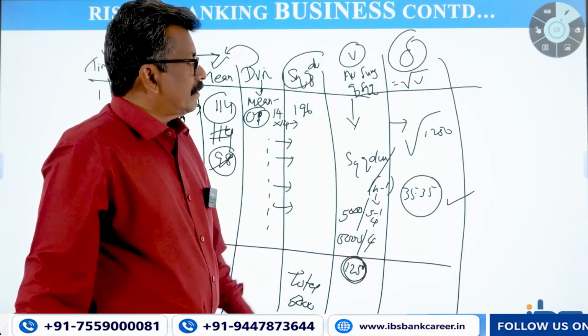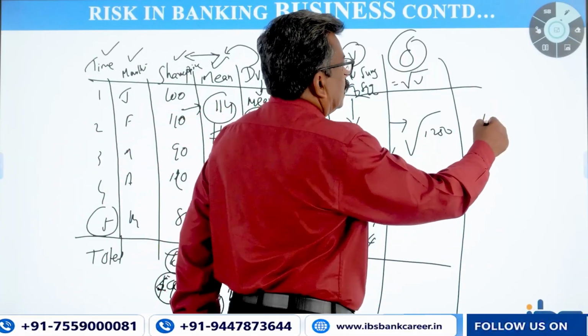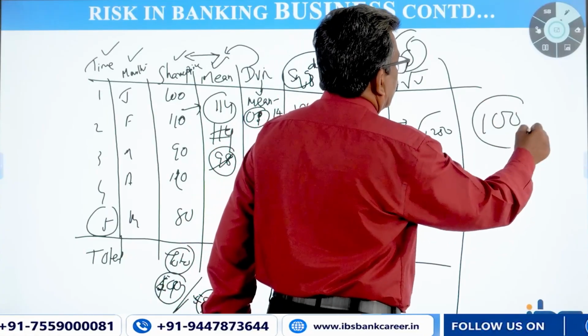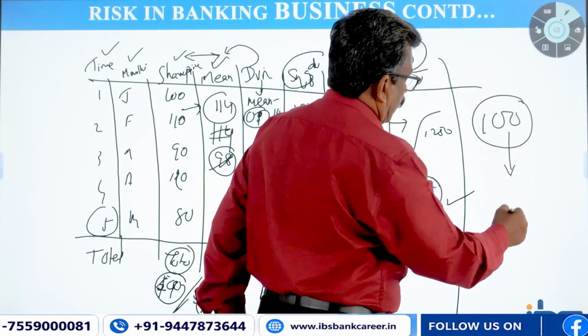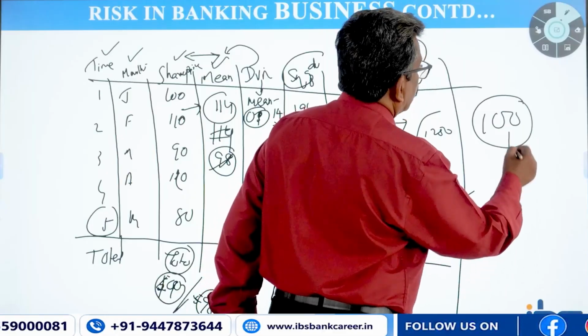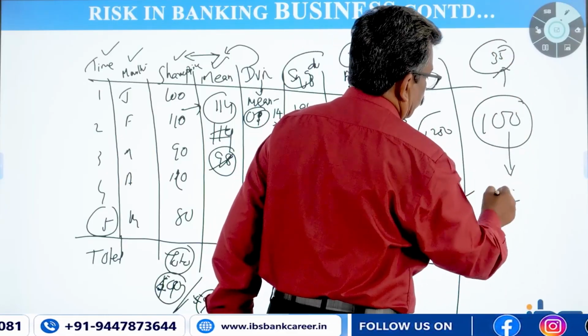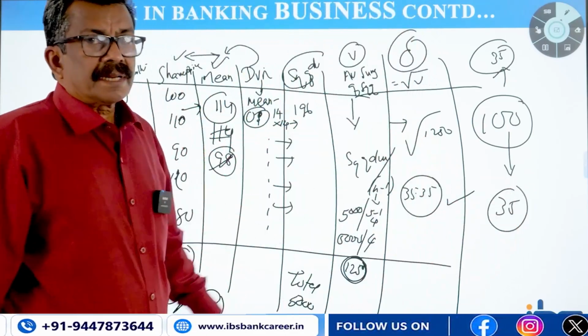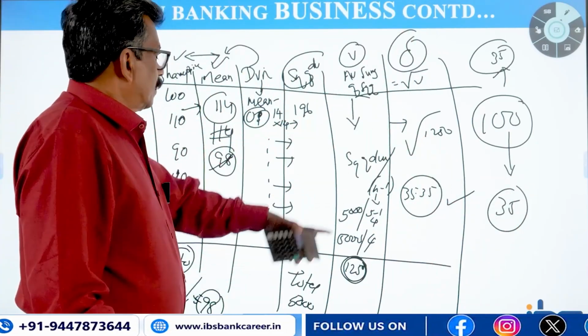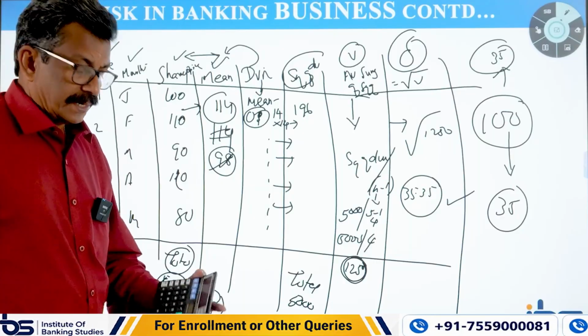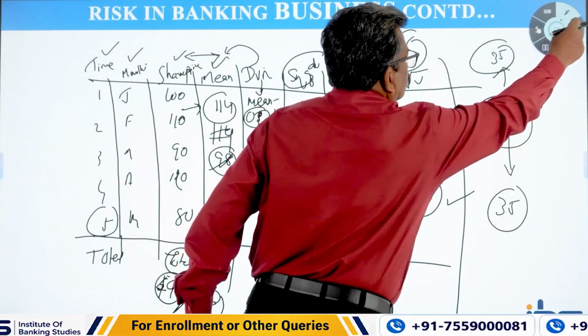So this standard deviation means this 100 rupee face value share may come down by 35 or can go up by 35. That is the meaning of standard deviation. These are all the steps you need to remember, which will help you in your numericals as well as case studies.